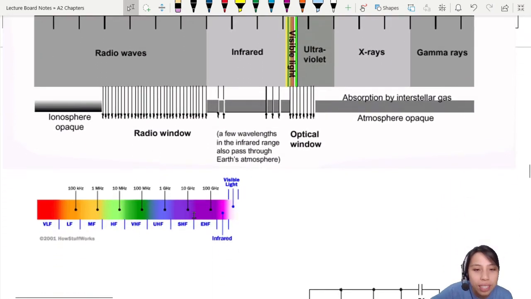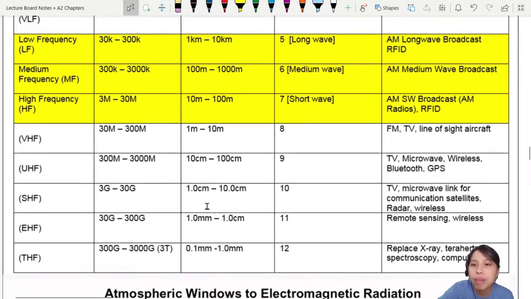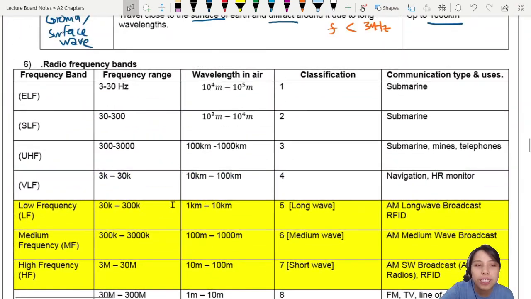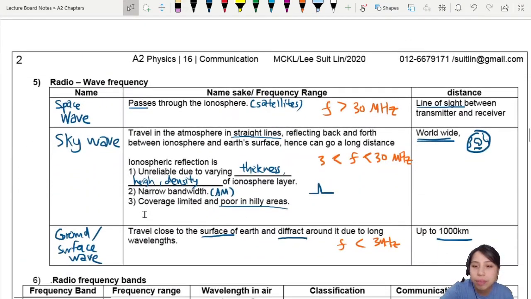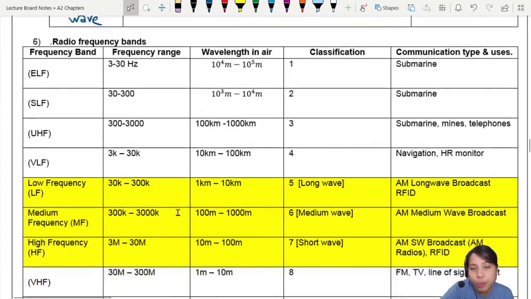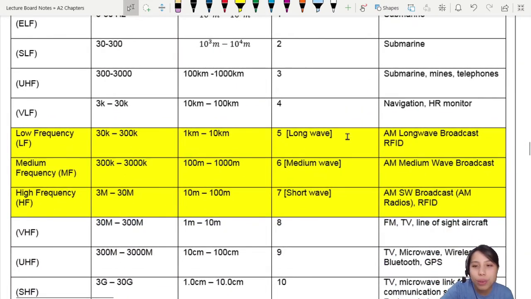It has its own sections that people give names to, from VLF, LF. What is all this? Up to infrared. You don't need to exactly memorize all of them, but it's just interesting to know the range. People started off with these three: low frequency, medium, and high, between 30 kilohertz and 30 megahertz. So 30 kilohertz is about ground wave, sky wave, space wave, somewhere there. So we start off with AM. AM radio, RFID for the car, medium frequency also AM, high frequency also AM.